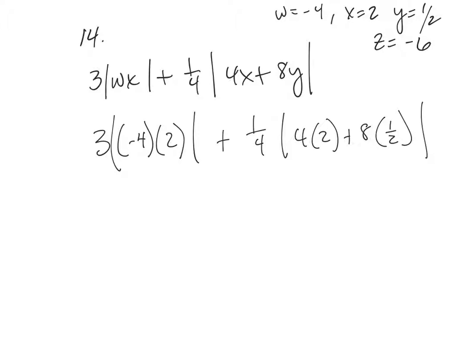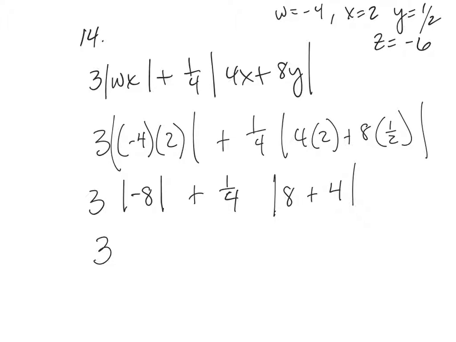All right, so now we're going to just start cleaning this up. So we have 3 times the absolute value of -8 plus 1/4 times the absolute value of 8 plus 4. 8 times 1/2 is 4. That's absolute value right there. Okay? So we've got to get this -8 out of the uprights first. So that's 3 times 8 plus 1/4 times 12, because that's a +12.